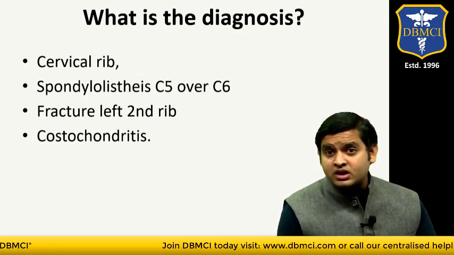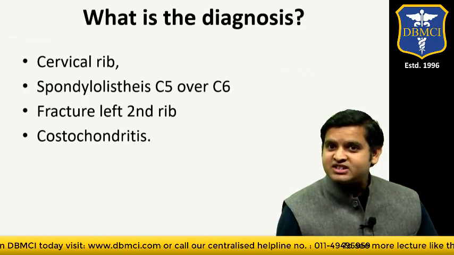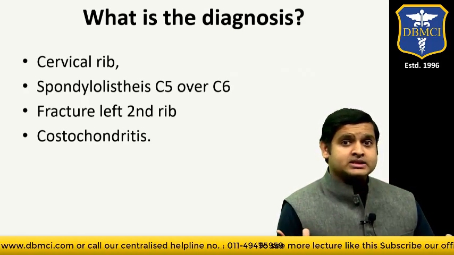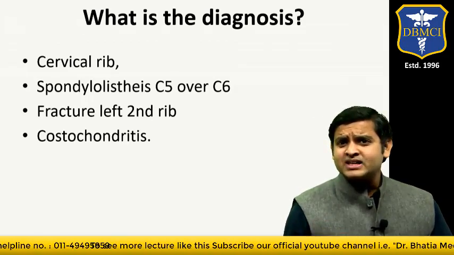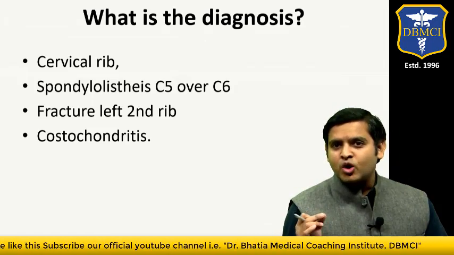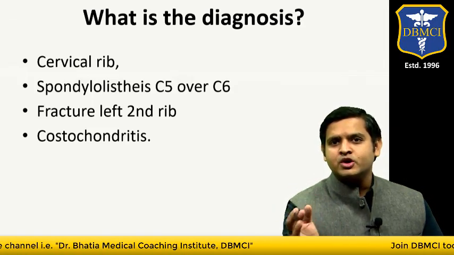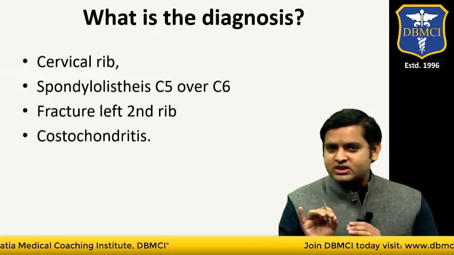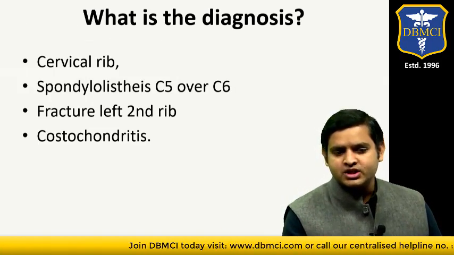Costochondritis, it's not a radiographic diagnosis. So these are again the 2 options that we can easily rule out. Then we are left with either it's a cervical rib or a fracture of the left second rib. Now a fracture of the left rib was easy to exclude. You all know that by definition a fracture is a break in the continuity of a cortex. So if the cortex was discontinuous at some point, I probably would have thought of a fracture.